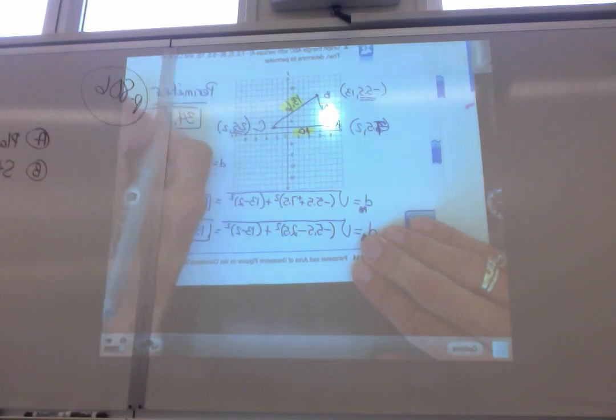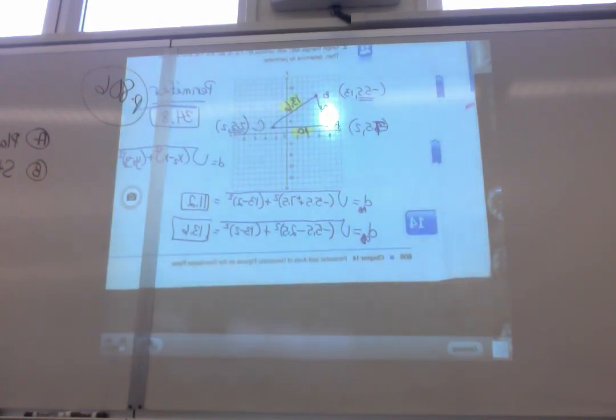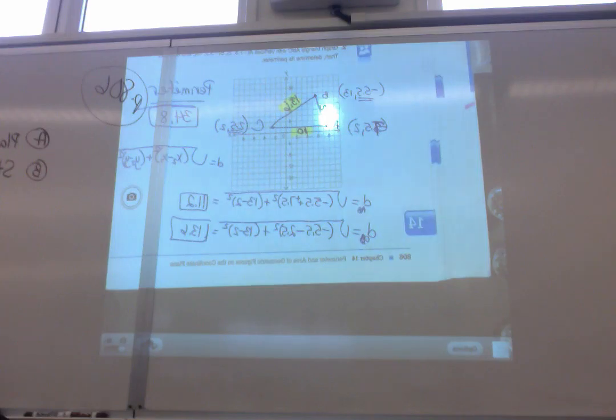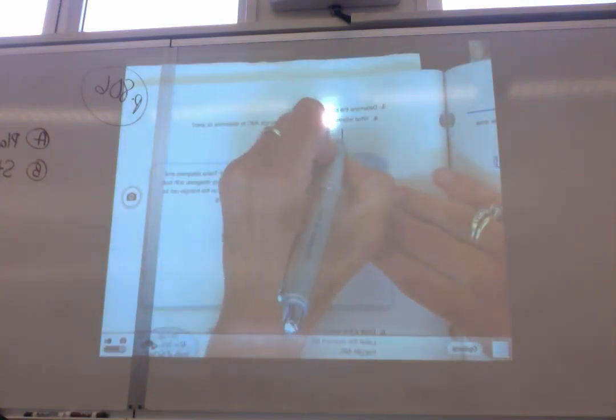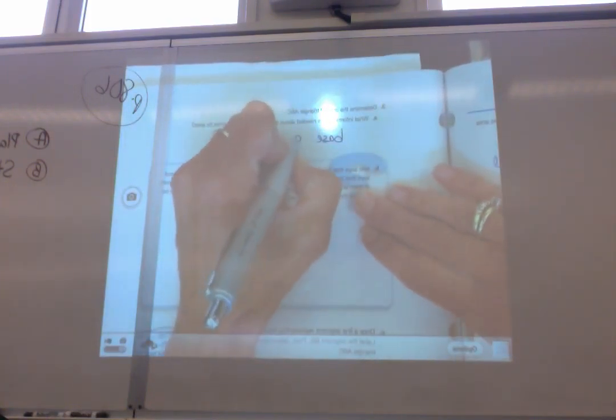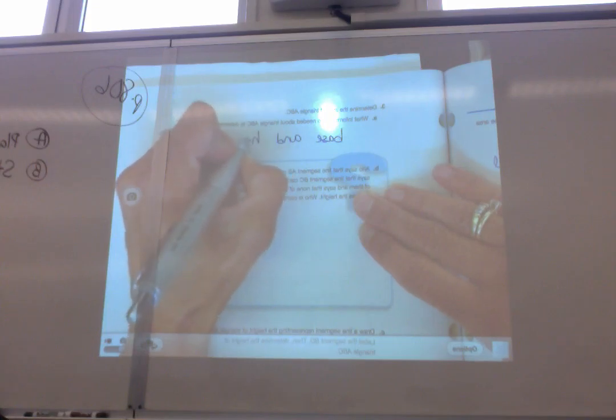34.8 is the perimeter. Now, they want us to find an area next. But question A says, what information is needed about triangle ABC to determine its area? Base and height. So in A, top of the next page, we need base and height.